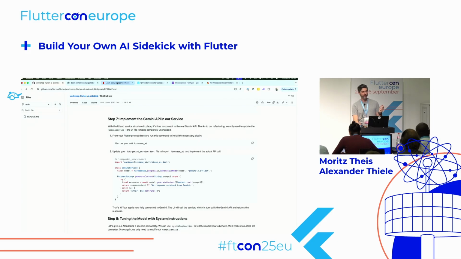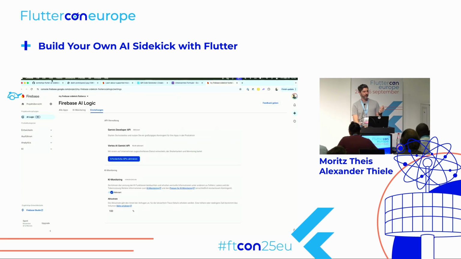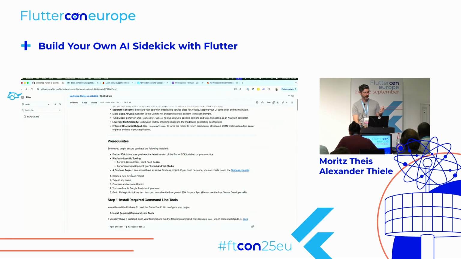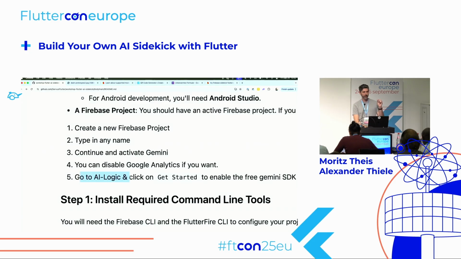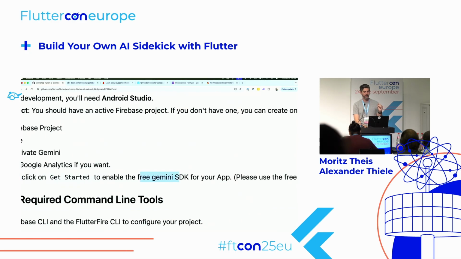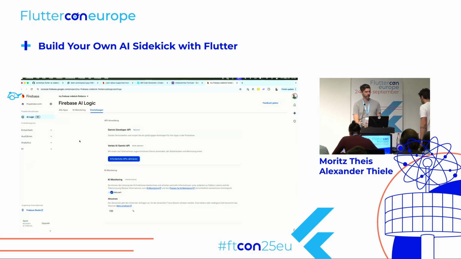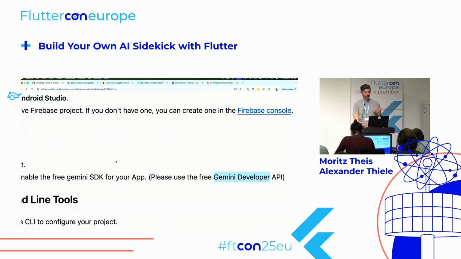Yeah, of course. That's what we said. Basically, you need to go to the Firebase project. I mean, it says in the first prerequisite here, basically, go to AI Logic, click on Get Started, enable the free Gemini SDK. So the Gemini Developer API. This you need to activate. You can also activate it later, and it works right away. And it's below here, AI Logic, and then there's this Get Started thing. So this works. It's also for free. No credit card as well. So it's really cool.